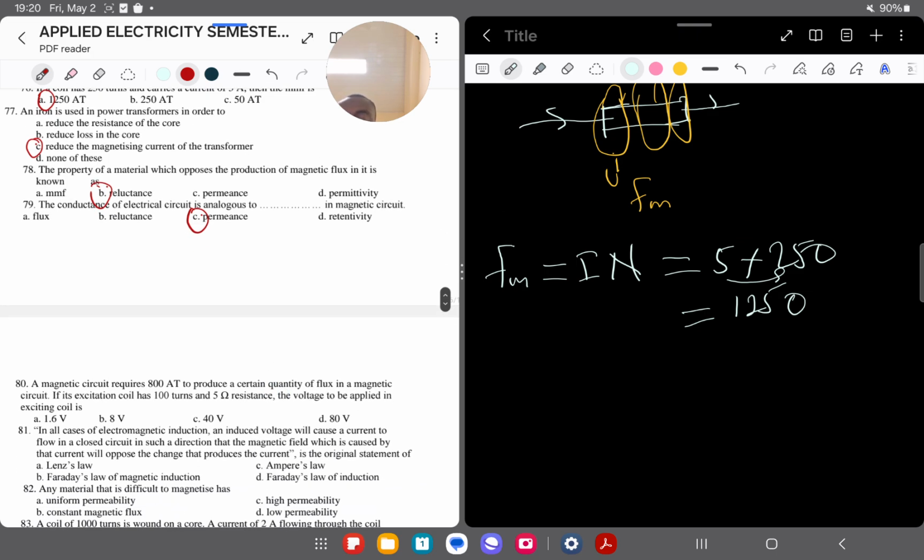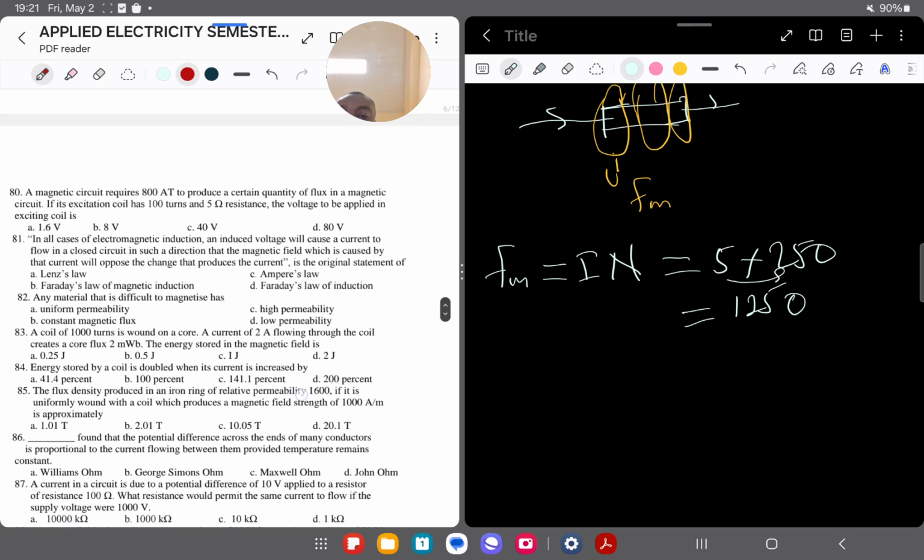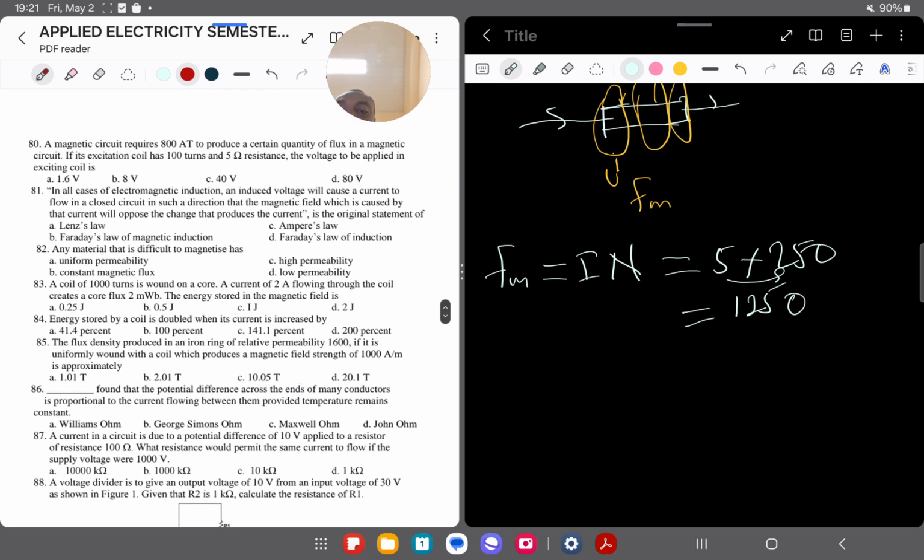Question 80. A magnetic circuit requires 800 amp-turns to produce a certain quantity of flux in a magnetic circuit. If its excitation coil has 100 turns and 5 ohms resistance, the voltage to be applied to the exciting coil is? This question, you focus on what you are given from the question. That will allow you to solve for this.